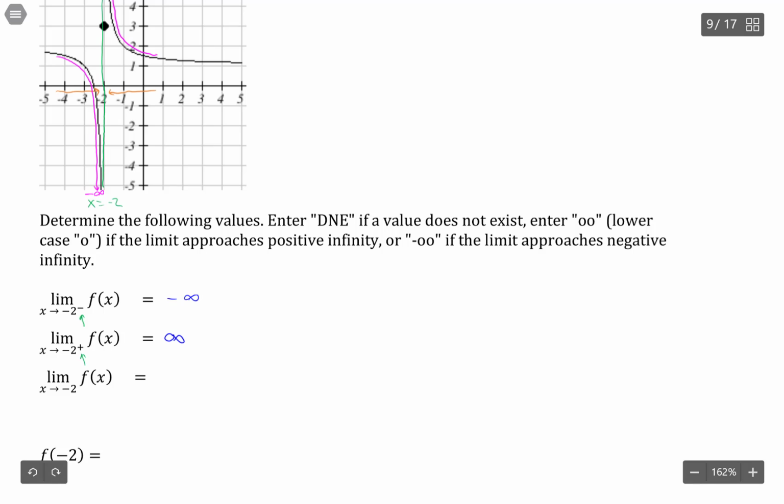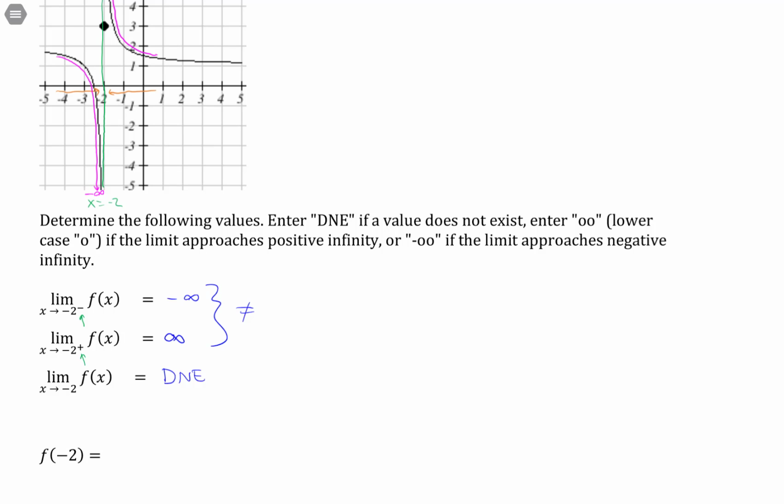Now, to make a determination about the limit itself at -2, that's when I compare these two values. Since these two values are not equal to one another, that's when we say the limit itself does not exist. Sometimes you can have a limit that is equal to infinity or negative infinity, but both the limit from the left and the limit from the right need to agree with one another.